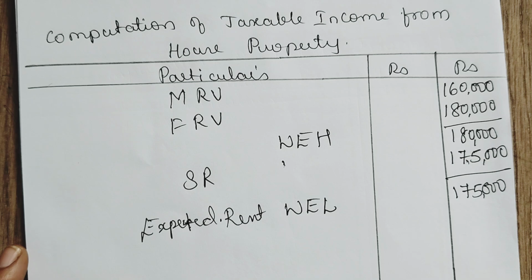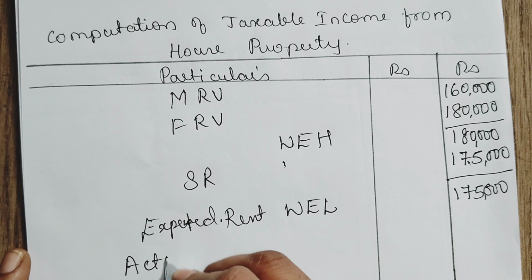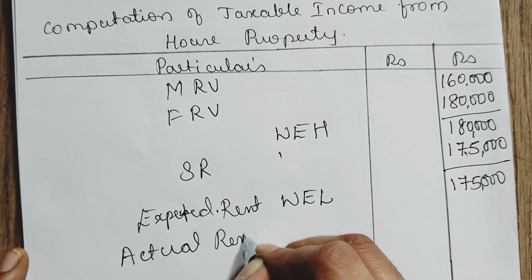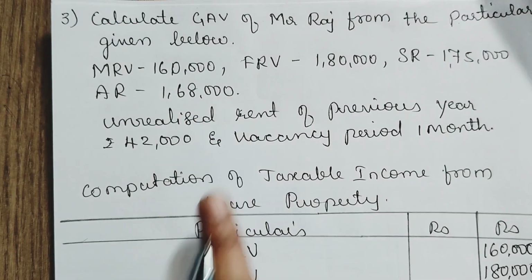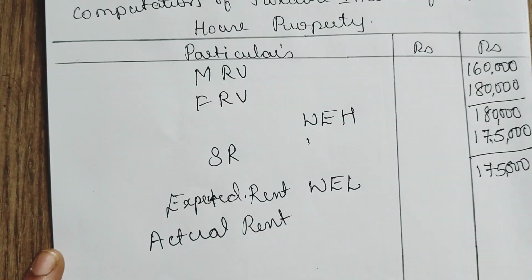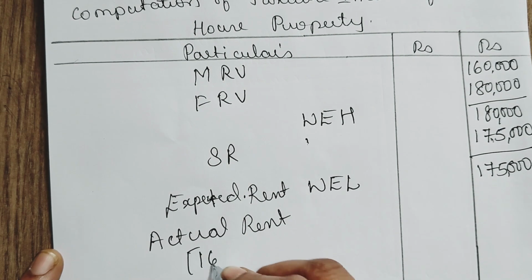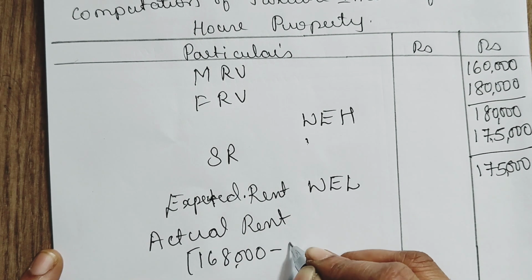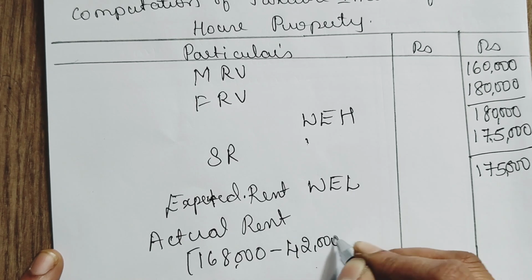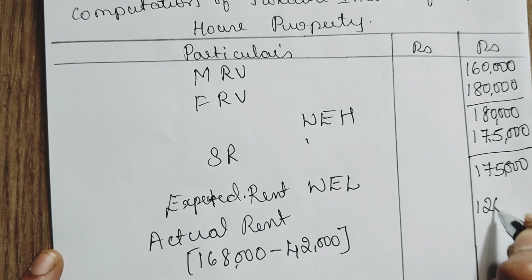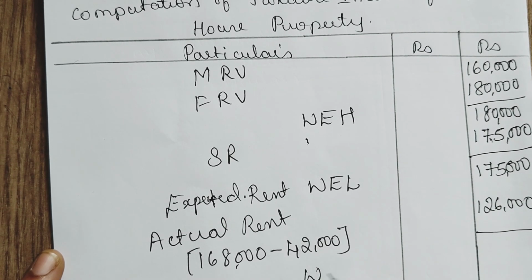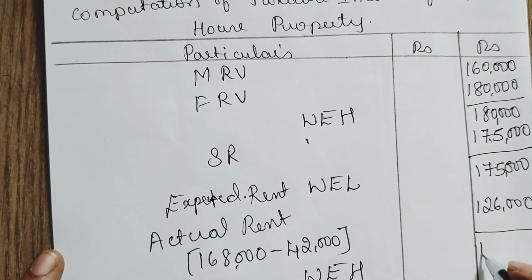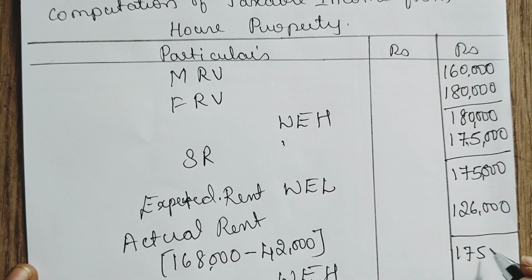Then we are comparing the actual rent. Actual rent is how much? Actual rent is 1,68,000, but we have unrealized rent 42,000. From actual rent, 1,68,000 minus 42,000, we will get 1,26,000. Now whichever is higher will be considered. Whichever is higher. 1,75,000 is the higher one.